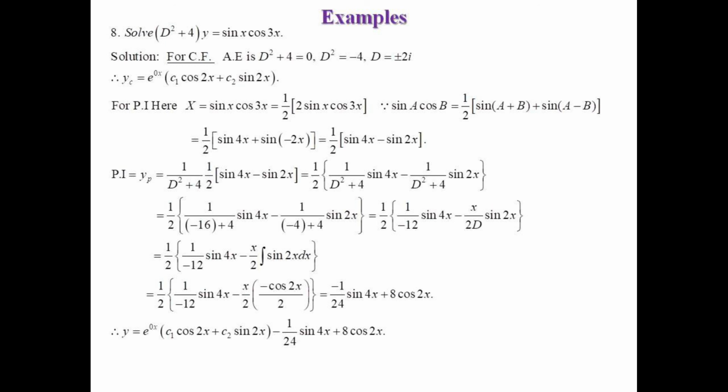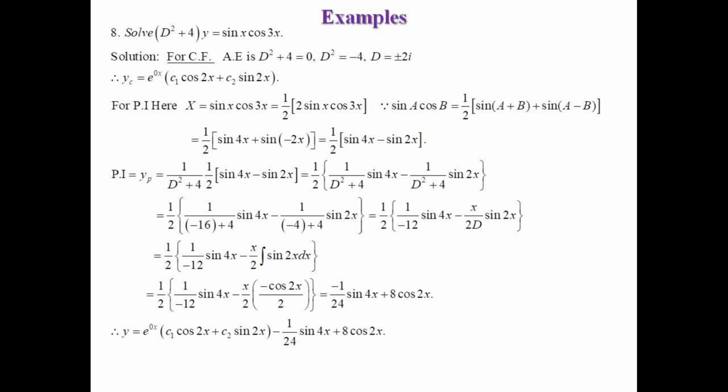Here the equation is (D square plus 4) y equal to sin x into cos 3x, which is the right hand side term. The complementary function is obtained by solving the auxiliary equation D square plus 4. If we solve this, we get the roots D equal to plus minus 2i. So the complementary function is e raised to 0x (c1 cos 2x plus c2 sin 2x), because these roots are complex.